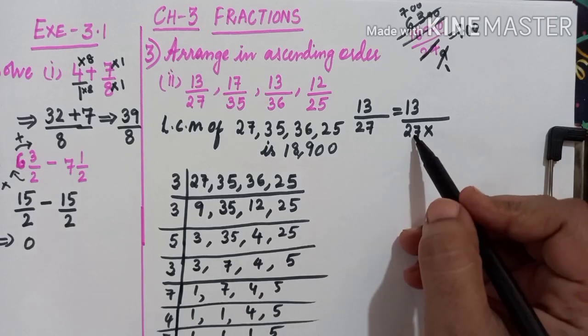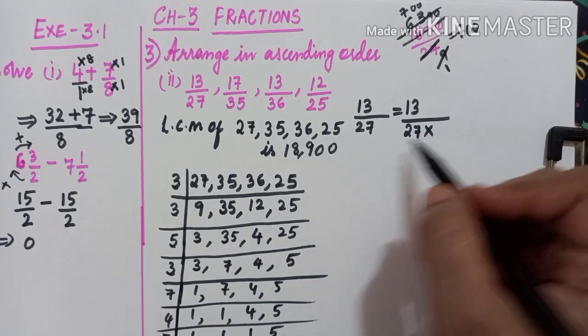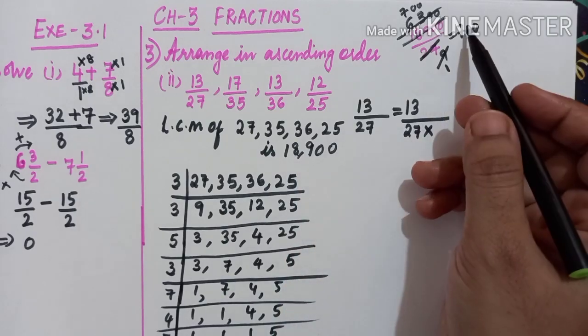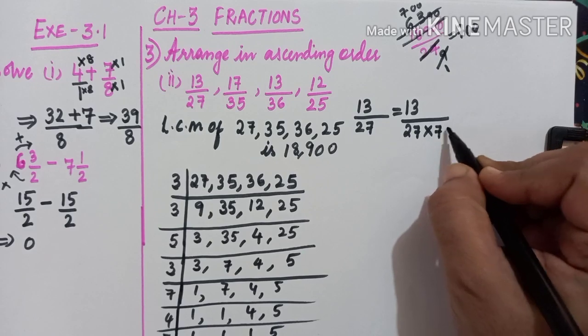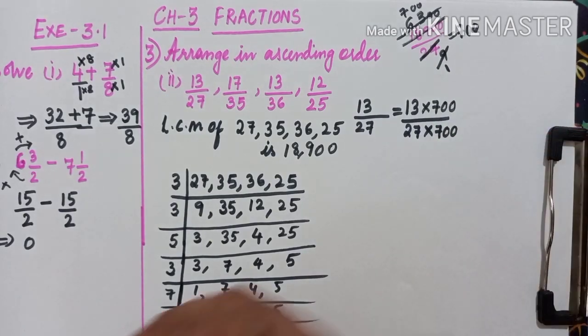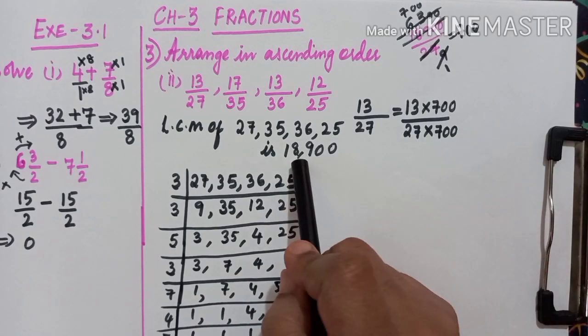Now, 27 into what will give you 18,900? How will you calculate? You just divide 18,900 by 27. So you are getting 700. So you are multiplying the numerator and denominator by 700, because 27 into 700 will give you 18,900. Got it?